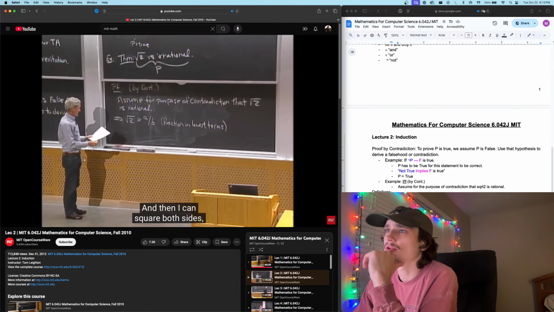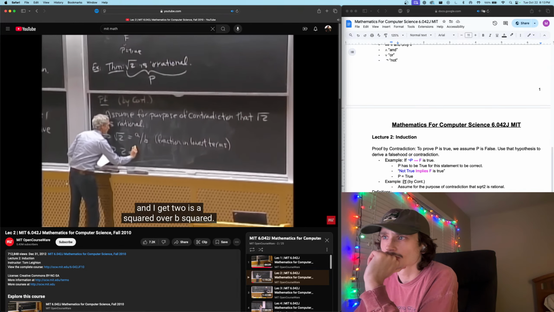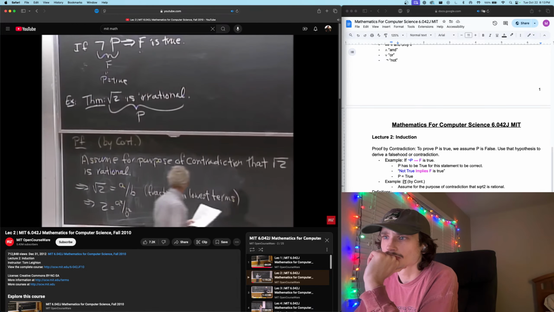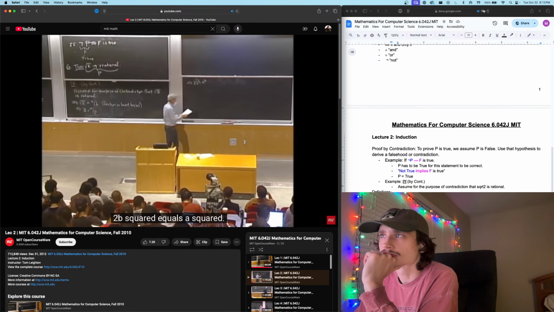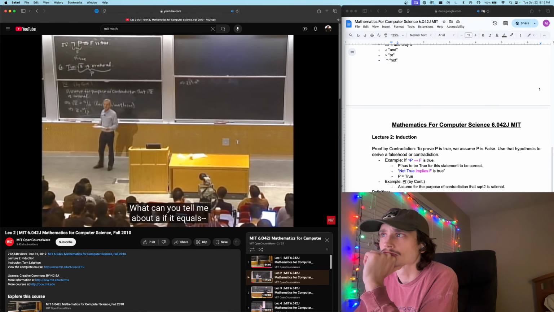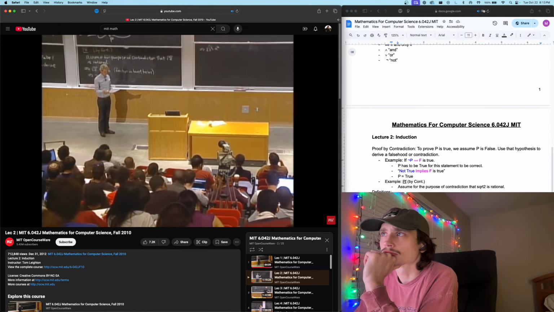Then I can square both sides, and I get 2 is A squared over B squared. Then I multiply by B squared, and I get 2B squared equals A squared. And what does that imply about A? What can you tell me about A if A squared is 2B squared?